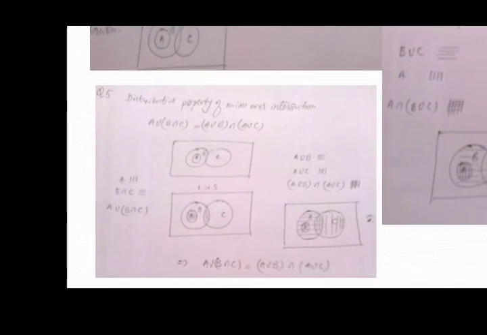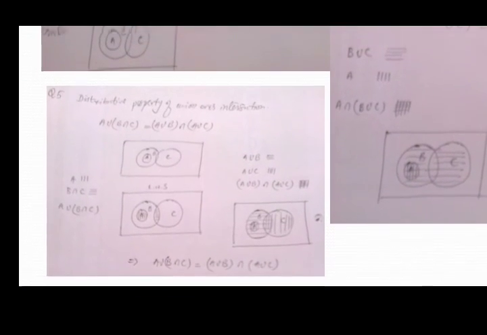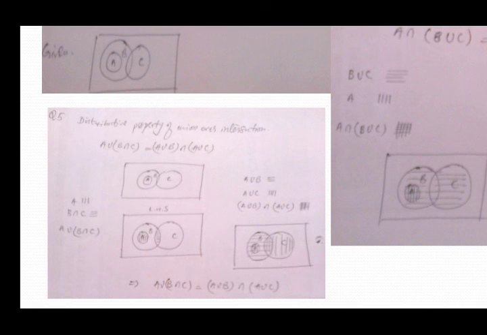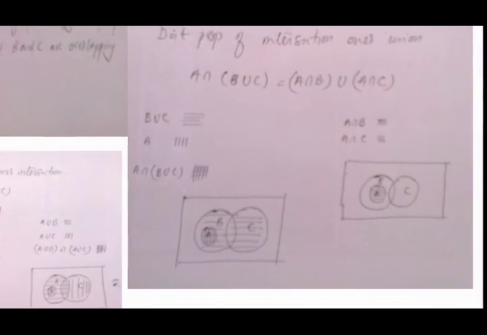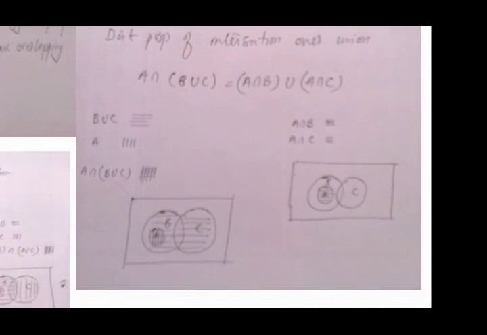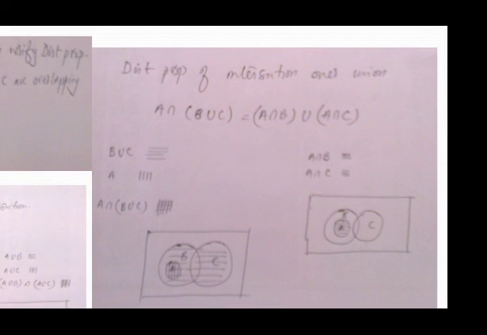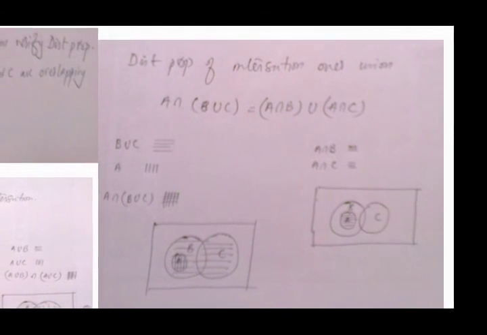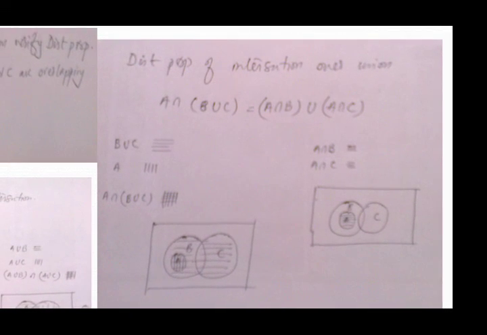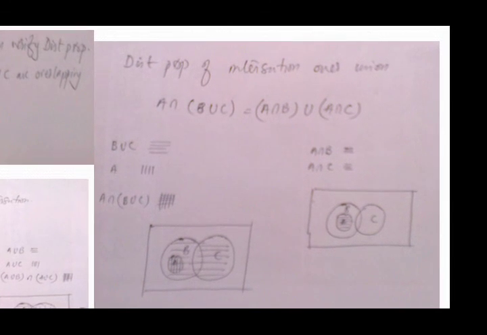And then we apply the distributive property. In union we shade all the regions, and in intersection we shade the common region only. Next property: one is union over intersection and the other is intersection over union, with the same Venn diagram.